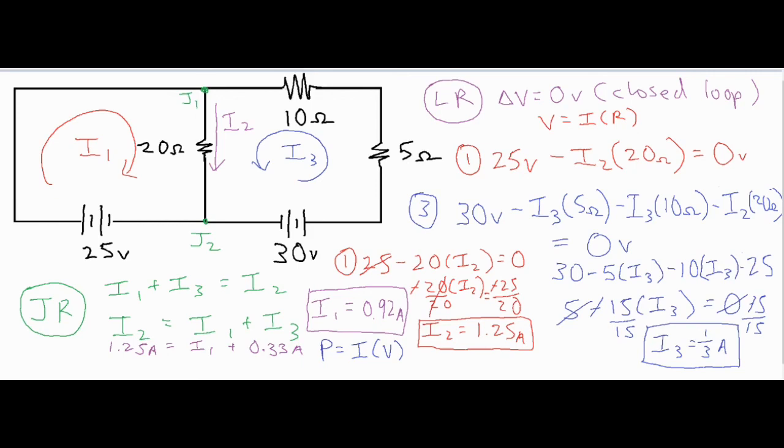So I hope that was helpful in helping you understand Kirchhoff's junction rule and loop rule and how to use those in combination to find your currents, voltage drops, and your power outputs.